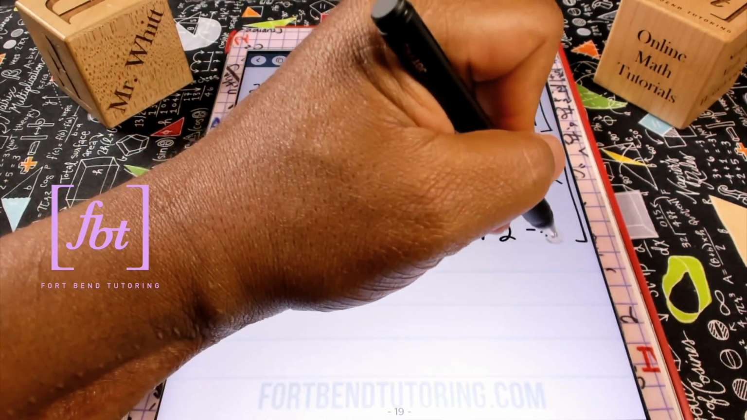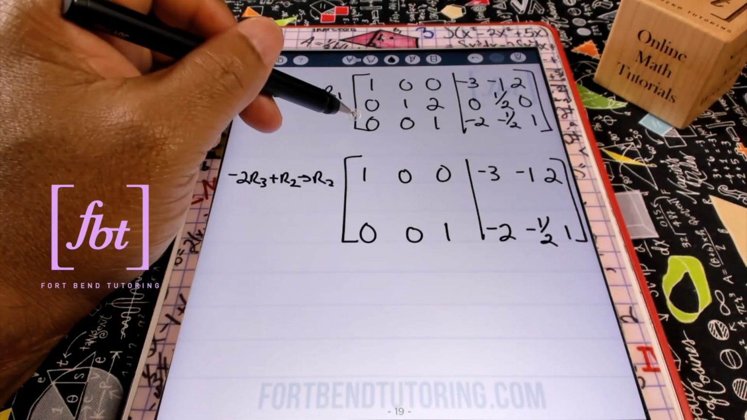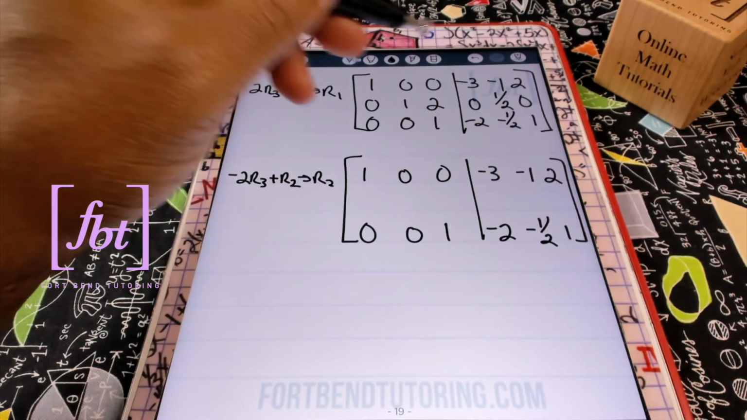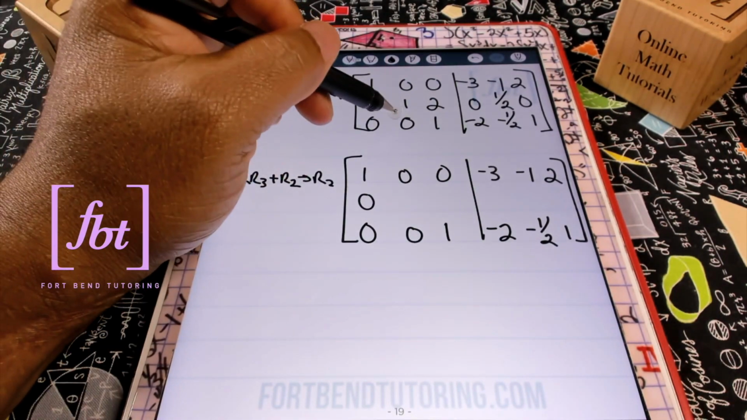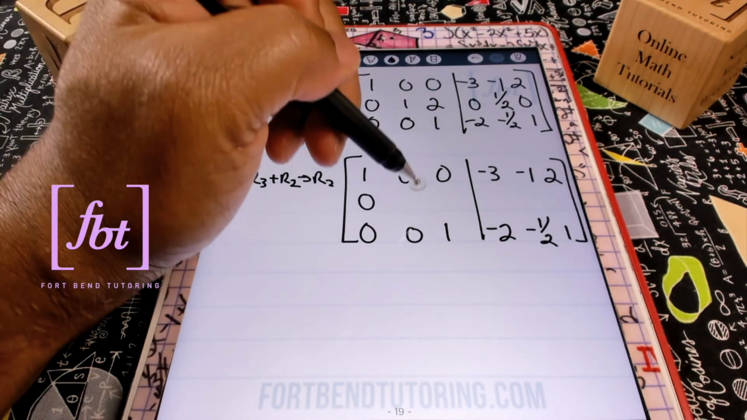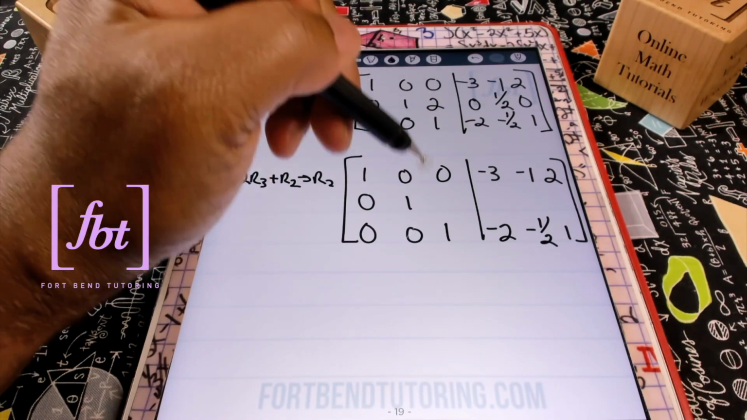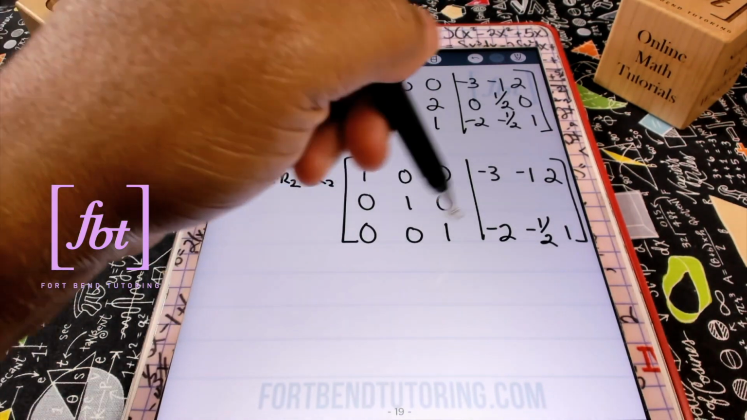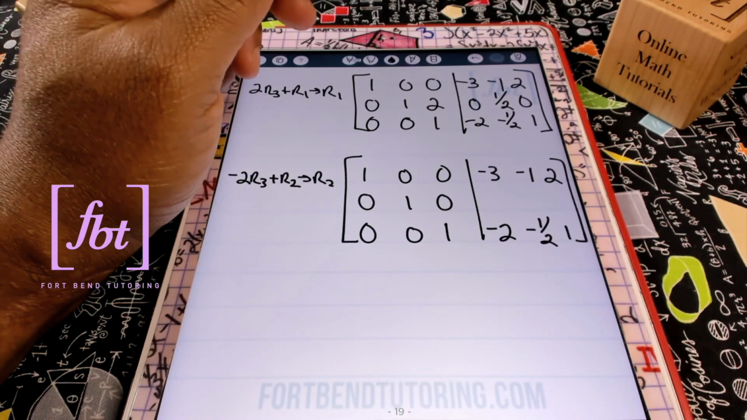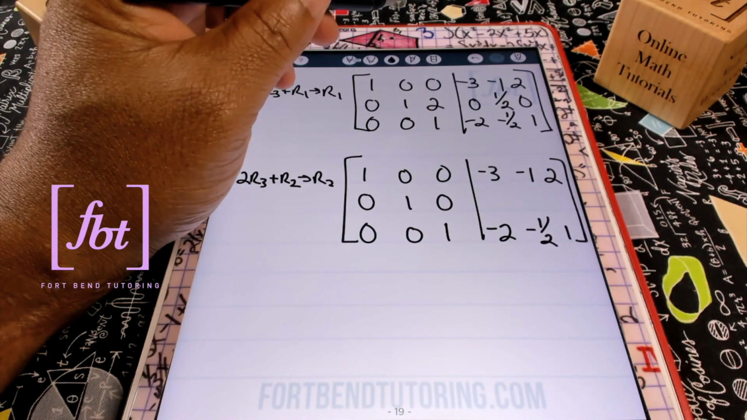Just like that. Okay. So negative 2 times 0 is 0. 0 plus 0 is 0. Negative 2 times 0 is 0. 0 plus 1 is 1. Negative 2 times 1 is negative 2. Negative 2 plus 2 gives us 0. Notice that we now have the identity matrix on the left side of our augmented matrix here.